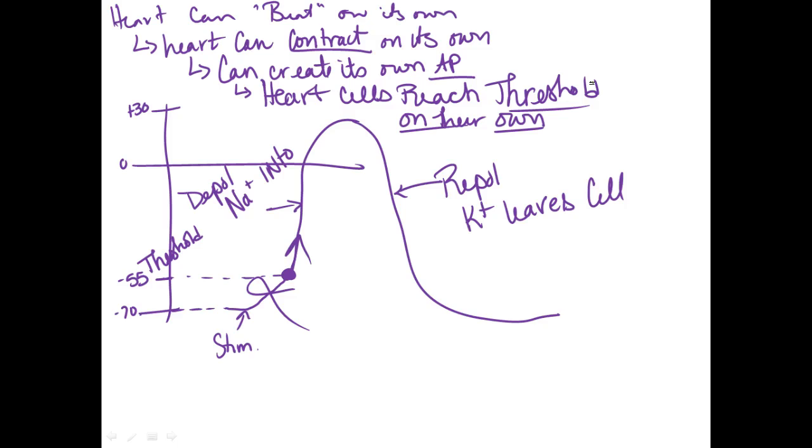Now, this ability to create its own action potential and to control the electrical activity of the heart is not actually associated with all aspects of the heart. This ability to create action potentials is specific to a small portion of cardiac tissue, about 1% of cardiac tissue called your autorhythmic cells.